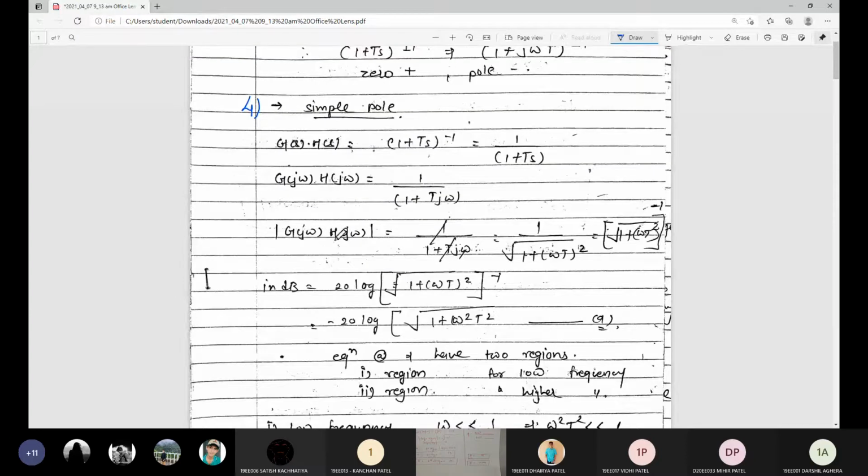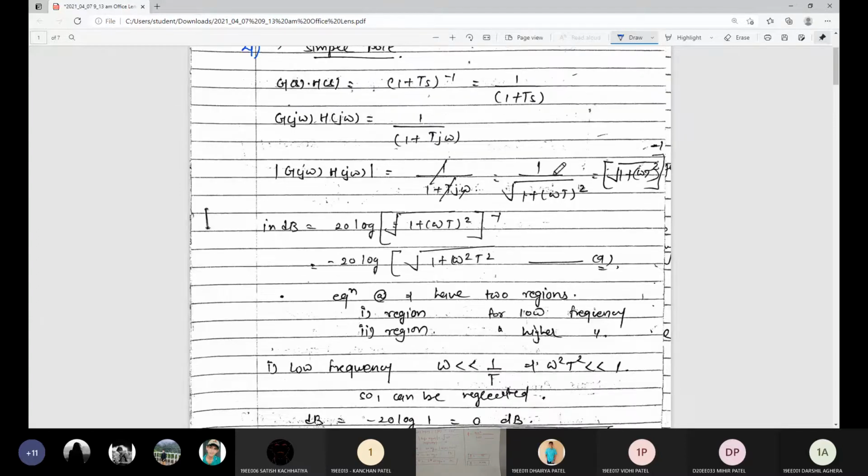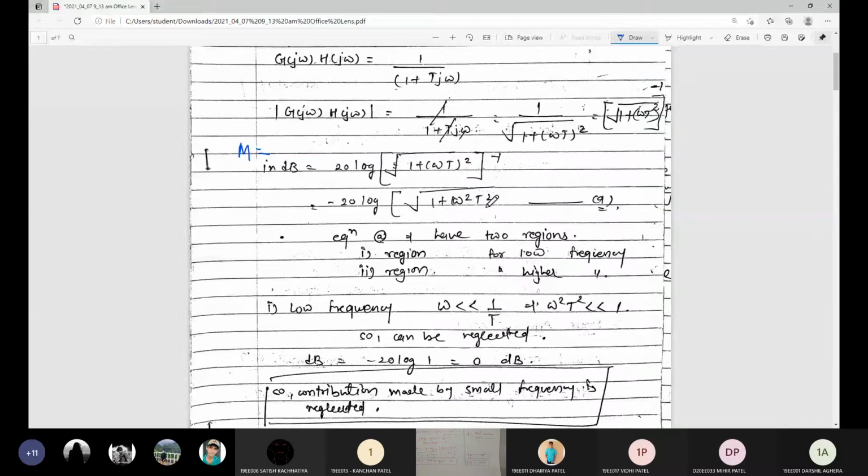So now finding out the magnitude part. The magnitude will be, here it will be 1 only, because there is no real part other than 1 and no imaginary part. So you will have under root 1 plus omega T whole square. Take the denominator up, so it will be under root 1 plus omega T whole square inverse. Now I want to find M, that is nothing but the magnitude. Magnitude is equal to 20 log of under root 1 plus omega square T square inverse. Taking the inverse in front, it will be minus 20 log under root 1 plus omega square T square.